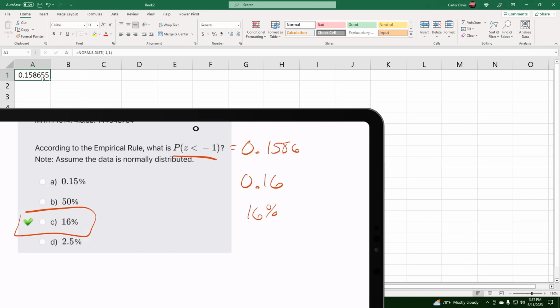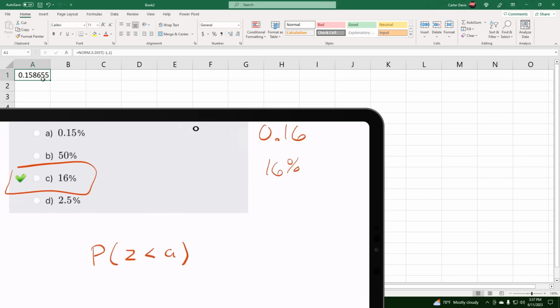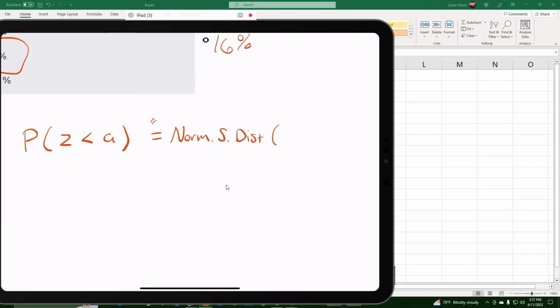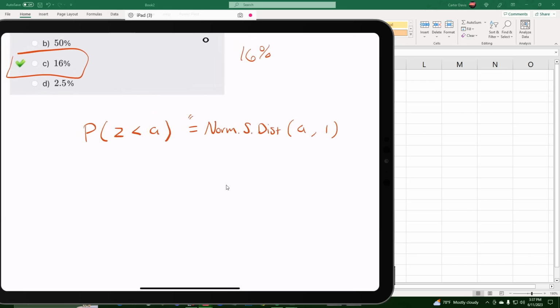So what I want to categorize is this. When you're finding the probability that z is less than some value a, you're going to use equals Norm.S.Dist with that z-score, that a value, comma 1, every single time. That'll get you that. Sometimes they're going to mix it up.